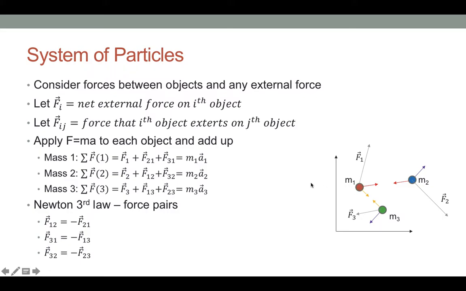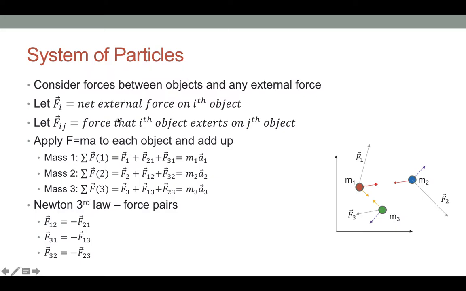And then what we're going to do is apply Newton's second law, F equals ma, to each one of the objects in turn. So for an example, we'll take the first object right here. We're going to add up all the forces acting on object number one. That will include this one external force, the force exerted by object 2, and the force exerted by object 3. Add all of those up, and that's the net force acting on the first object. That will equal its mass times its acceleration. We do the exact same thing for the second and third objects, and we then have three equations that describe the motions of the three different objects.